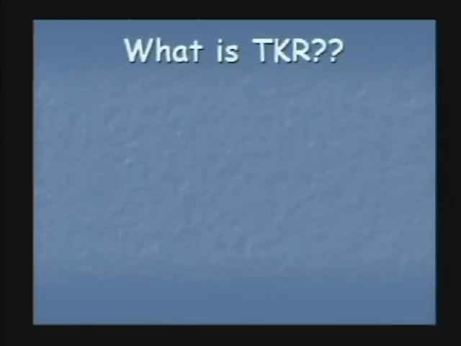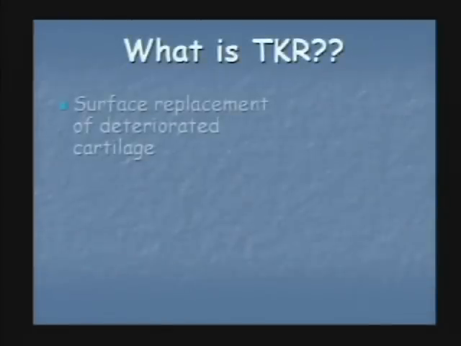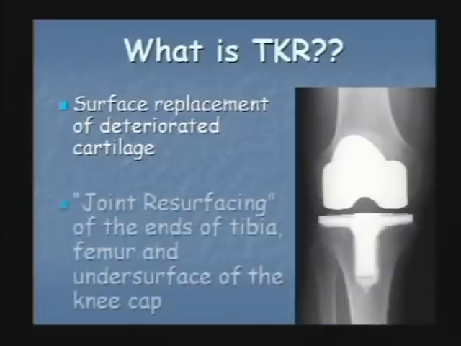The first question you may have is, what is total knee replacement surgery? The term is often misleading. It gives the impression that the entire knee is actually removed. In reality, all that happens during total knee replacement surgery is the tibia and femur are resurfaced to remove the arthritis, and the missing cartilage between the tibia and the femur is replaced with an artificial polyethylene cartilage.